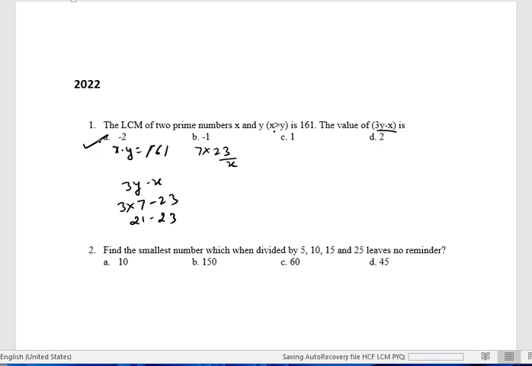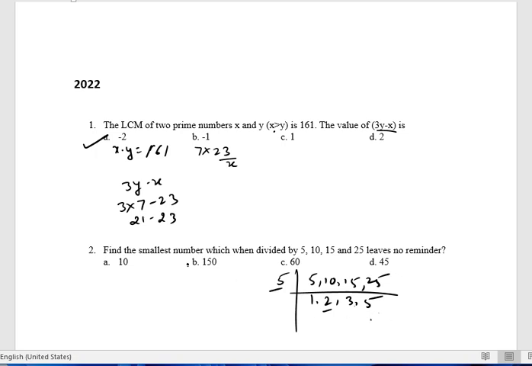Next question. Find the smallest number which when divided by 5, 10, 15 and 25 leaves no remainder. It means we have to find the LCM of these. So what will be the answer? 5, 10, 15, 25. All are divisible by 5. So 5 1s are 5, 5 2s are 10, 5 3s are 15, 5 5s are 25. Now nothing is divisible. So what can we do? We can leave these two numbers. 5 3s are 15. 15 into 10 will be 150.